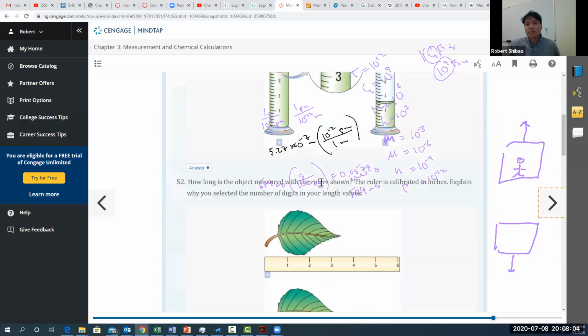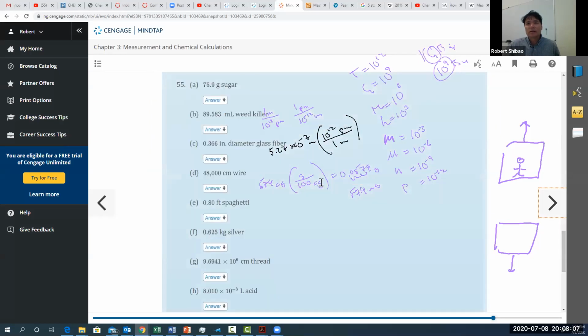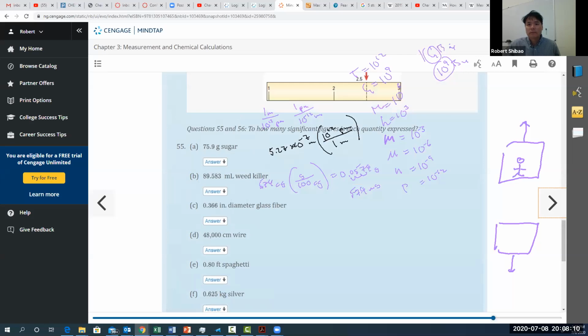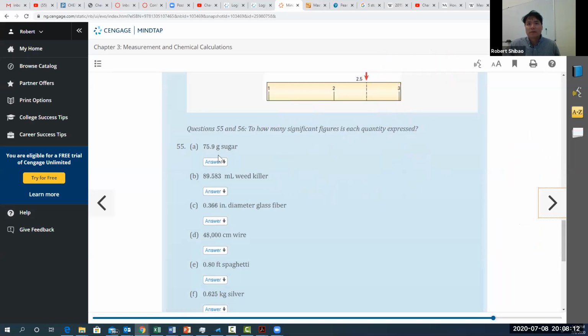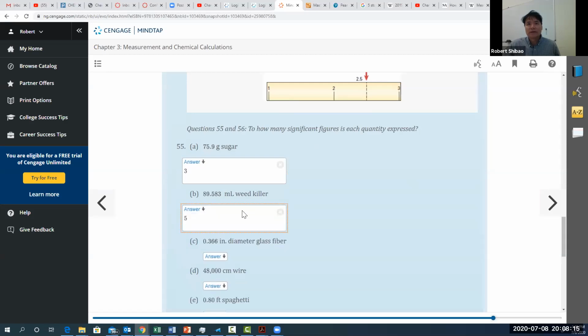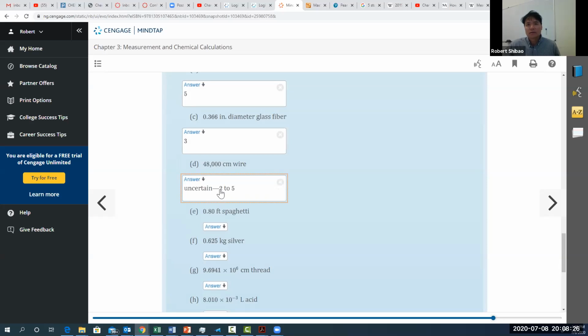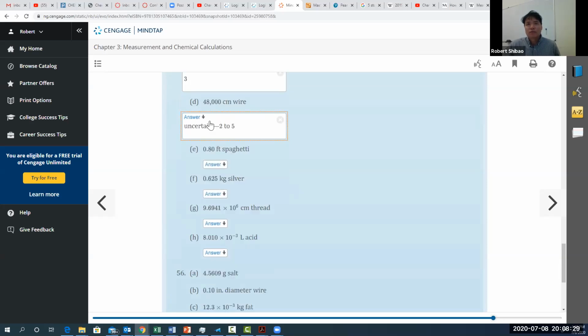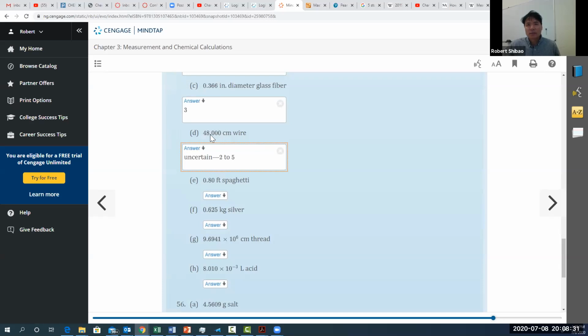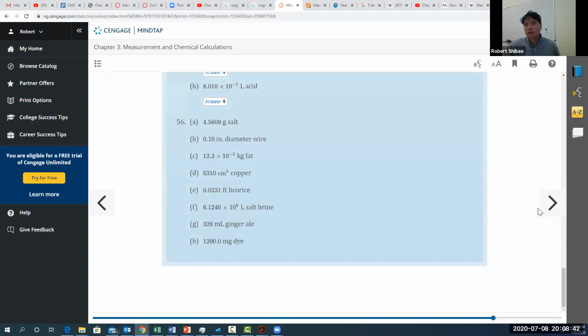These are volume measurements. Actually, we did all these volume measurements. It's practice. These are sig fig problems, so you just do a quick check: 3 sig figs, 5 sig figs. This one's ambiguous. It's going to be 2 or 5. They're probably going to say 2, but it's uncertain. It depends on the 48,000. Did you actually measure that precisely, or is that a rough approximation? It's 2, etc.